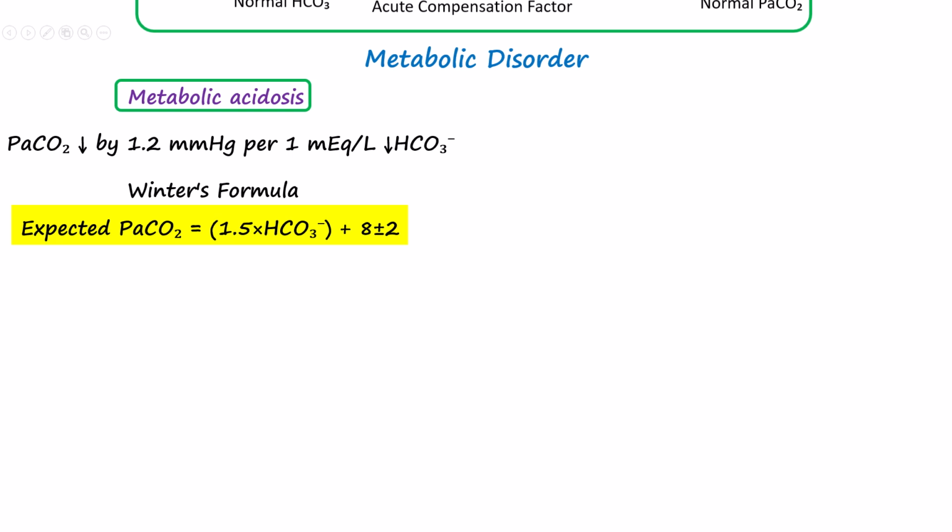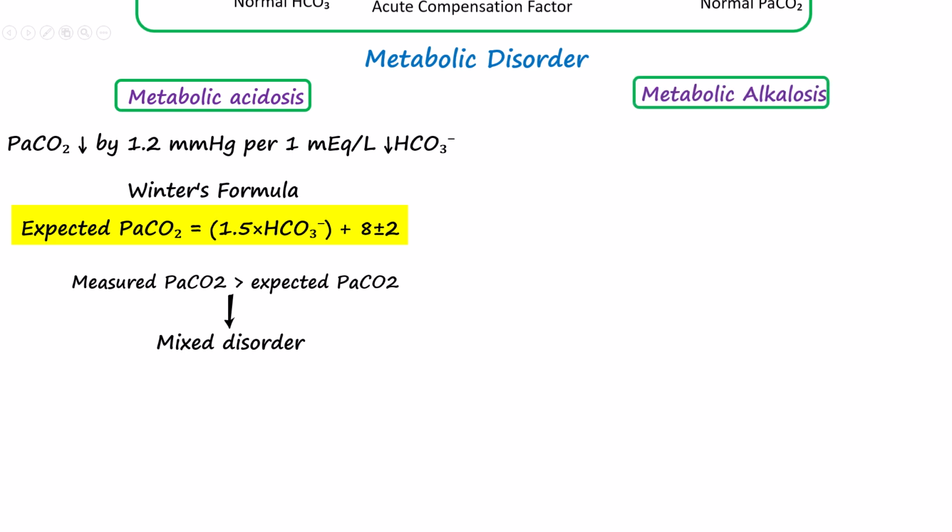If the actual CO2 is higher than this calculation predicts, it suggests the respiratory system isn't compensating adequately, possibly due to concurrent respiratory acidosis. Further, upon detecting metabolic acidosis on ABG, we need to check for anion gap and delta ratio, which we will discuss in our subsequent videos.